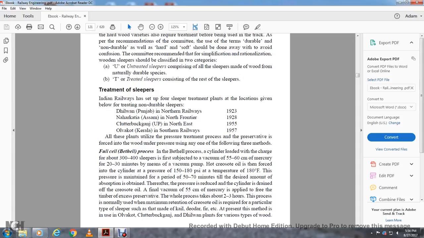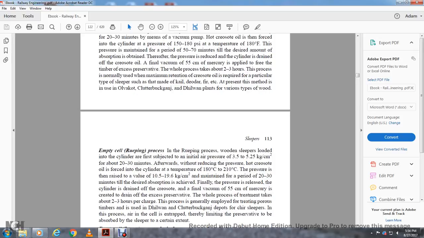The process is normally used with the maximum retention of creosote oil required for the particular type of sleeper, especially the medium, the coal tar, and so on. This is the method used at the Naukat, Clutter, and Dehradun plants for the various types of woods. Alright, empty cell or Rueping process.